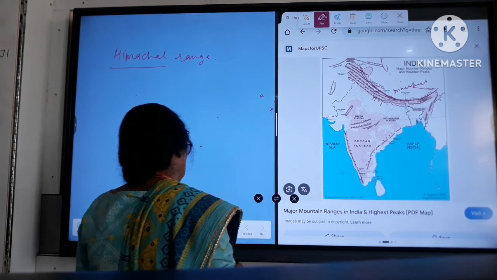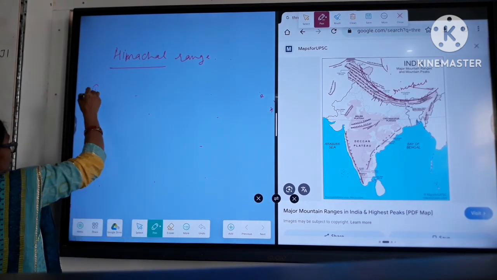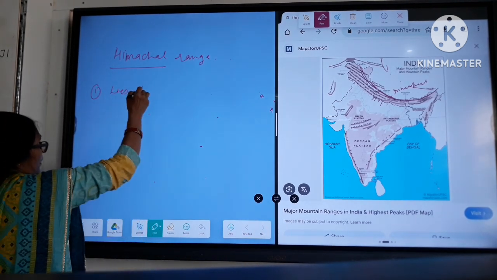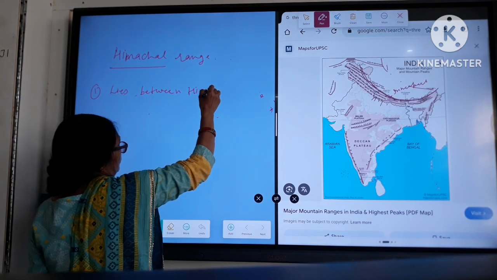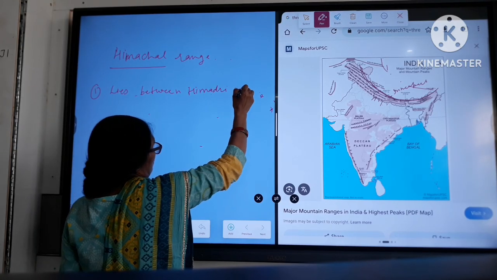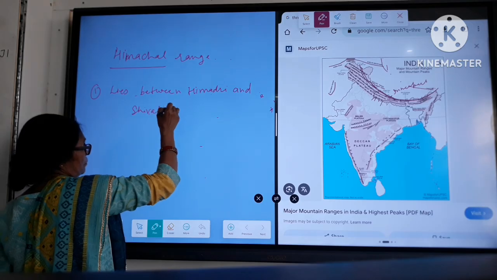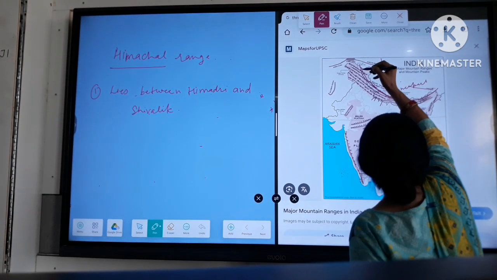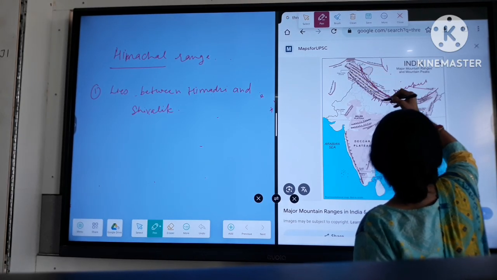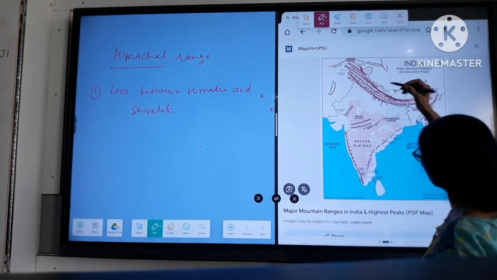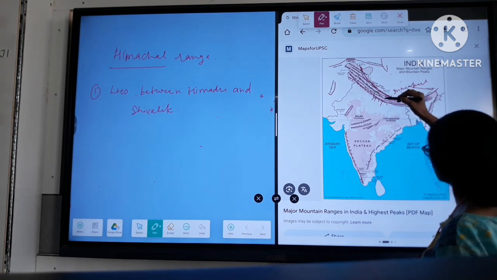Himachal range lies between Himadri and Shivalik. This is the Himadri range and this is the Shivalik range. ठीक है? And in the middle of both of them, here is the Himachal range.